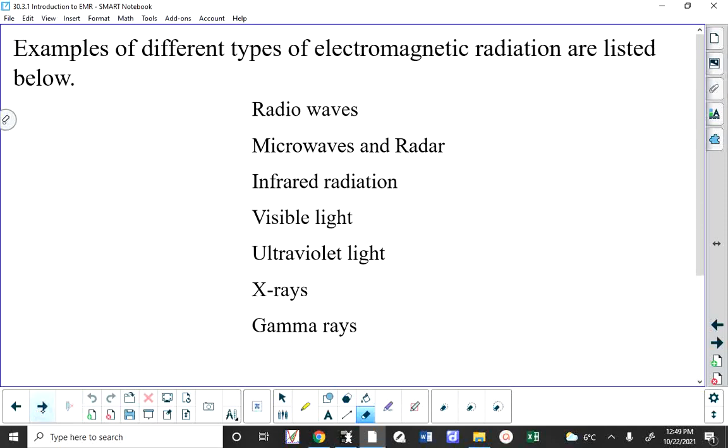So these are the 7 main classifications of EMR. And the order is important, so you need to know this order. And what you can do to begin with is, at the top of your list where it says radio waves, you can make a note that radio waves, compared to the other forms of radiation, don't have a lot of energy. And as you go down this list, things get more energetic. So microwave and radar EMR has more energy than radio waves. Infrared has even more energy, etc.